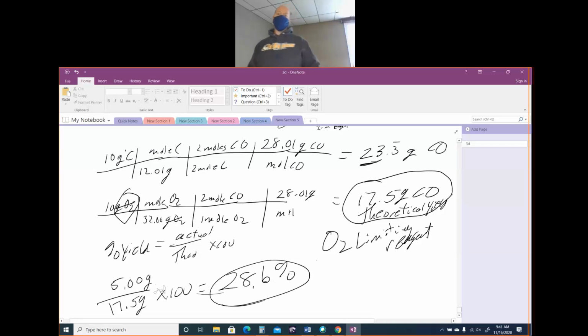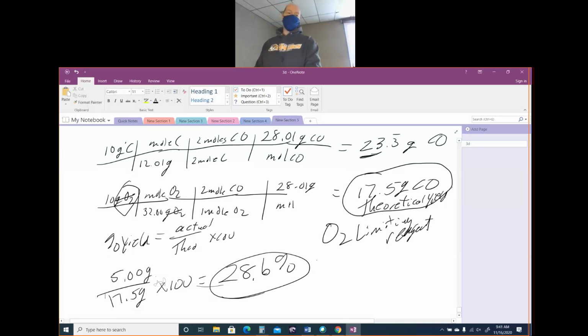All right, so there'll be a problem very, very similar to this, where you got to convert what's given into moles, find out which one forms the least amount of the product. That least amount is your theoretical yield. That reactant that it came from is your limiting reagent. And then your actual divided by your theoretical times 100 gives you your percent yield. So those questions are one of the more difficult ones you're going to have on the test.